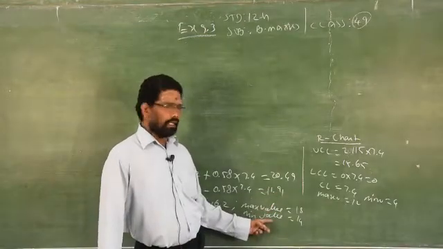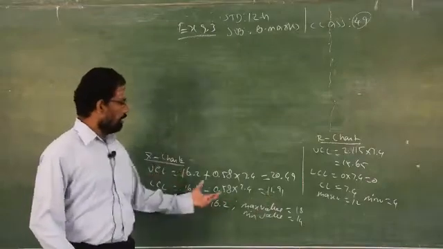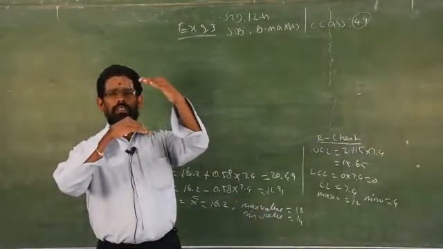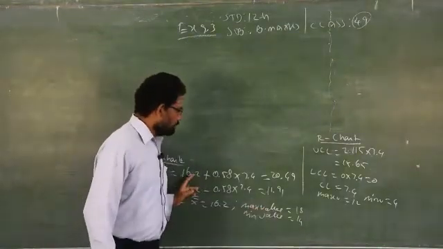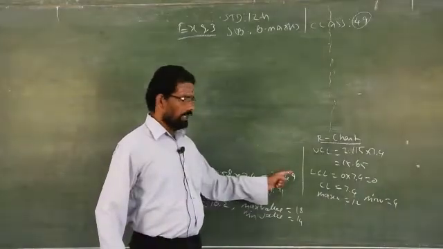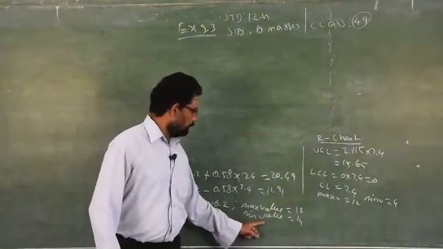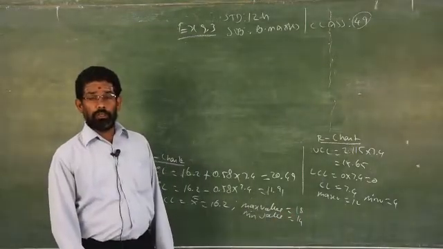Minimum value should be greater than this one. If it's so, then in the X bar chart, all the values should be between the upper control limit and the lower control limit. When you compare the LCL and the minimum value, the minimum value should be greater. That way you keep it in your mind.